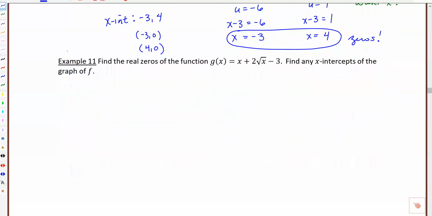For this example, it says find the real zeros of the function g of x is equal to x plus 2 times the square root of x minus 3, and then again find any x-intercepts of the graph. Now again, to find the zeros for the function output, I'm going to put a 0 in. And if you wanted to, you could pull out, from your toolbox, how do you solve things with radicals in them and things like that. But the key thing in this one is this thing is quadratic-like. It's not a true quadratic, right, because there's no x squared term, but it's quadratic-like.